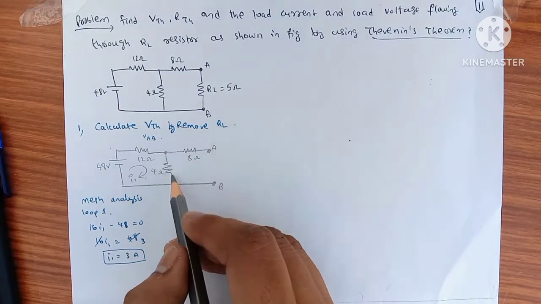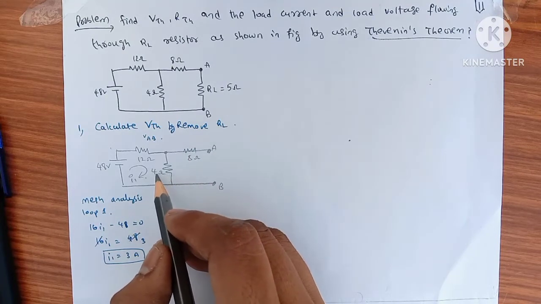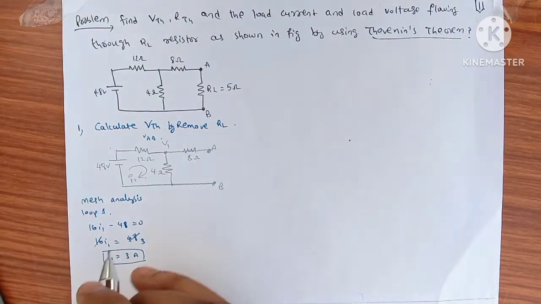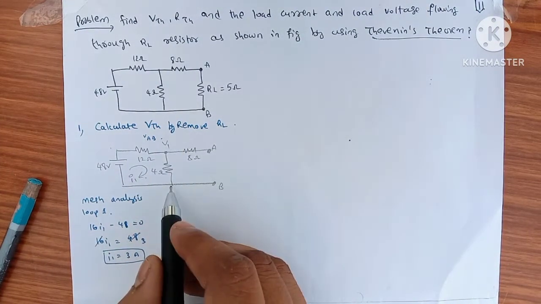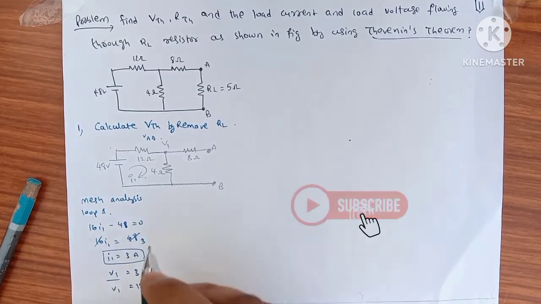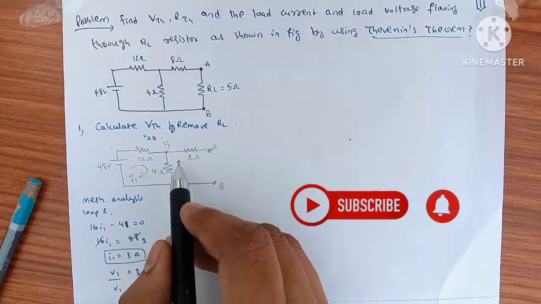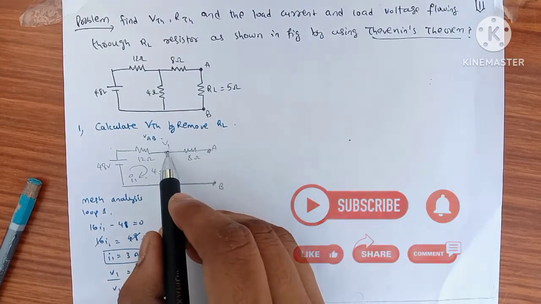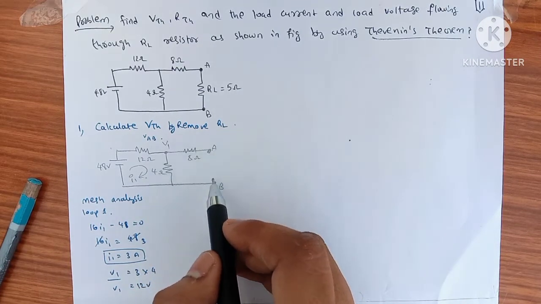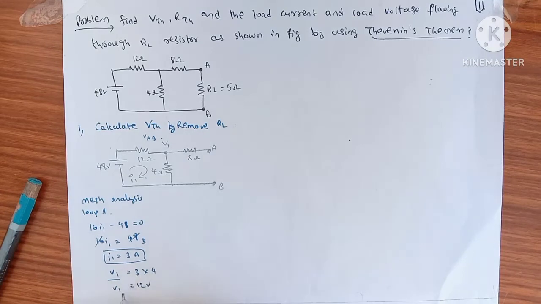So now I am taking the voltage across this 4 ohms as V1. V1 is equal to this current into this resistance, 3 into 4, which is equal to 12 volts. V1 is equal to 12 volts. Hence there is no loop here, so voltage across 4 ohms is equal to voltage across these terminals. So VTH is also equal to 12 volts.